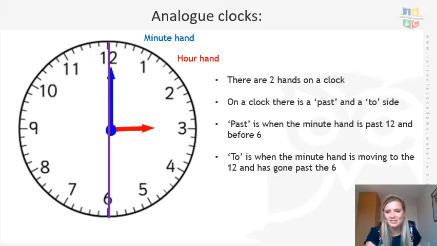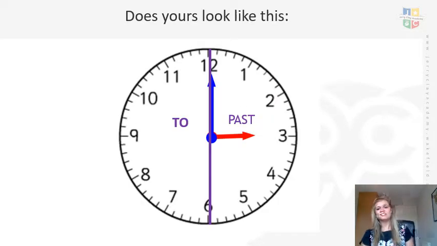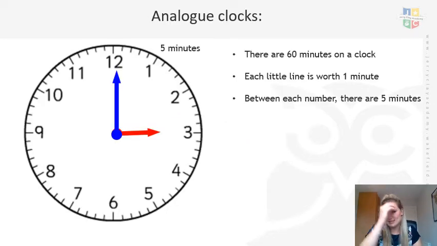Okay, fantastic. So if you have had a go at doing that, does yours look like mine? Have you split the line down the middle? So there are two parts, and you have written past on the side between the 12 and the 6 because it has gone past the 12, and to on the side which goes from the 6 up to the 12. If you have, that is brilliant. Well done for that.